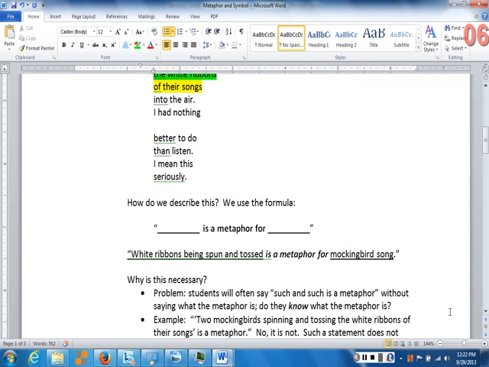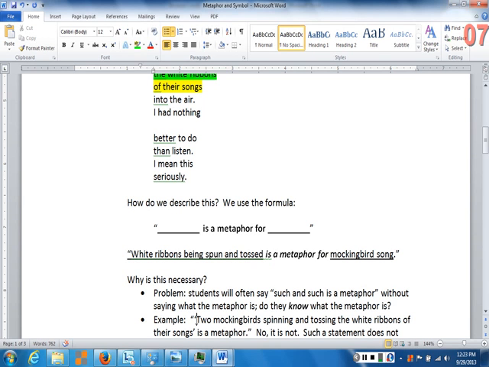I'm bringing it up because there is a problem that I have found in my teaching of poetry, and the problem is that students will often say things like such and such is a metaphor without saying what the metaphor is. So I can't tell what the student is referring to, or whoever is talking about the metaphor, right? We don't understand what they are referring to unless they give us an example, or unless they specify what the metaphor itself is.